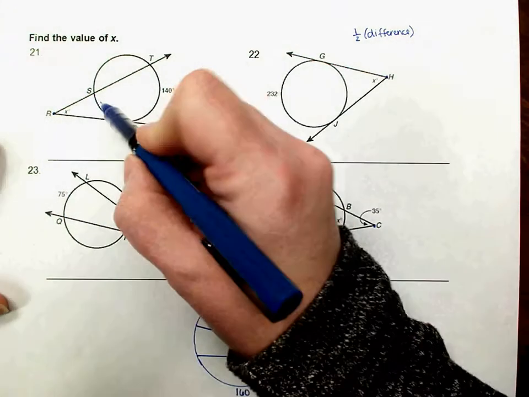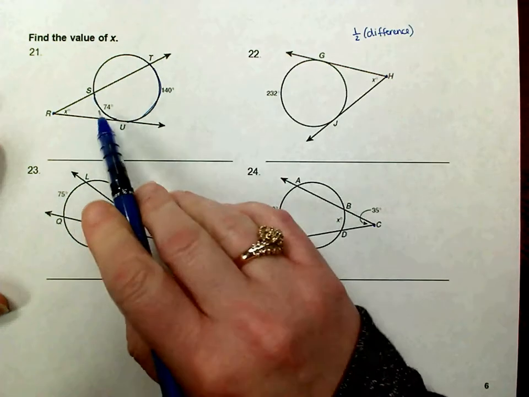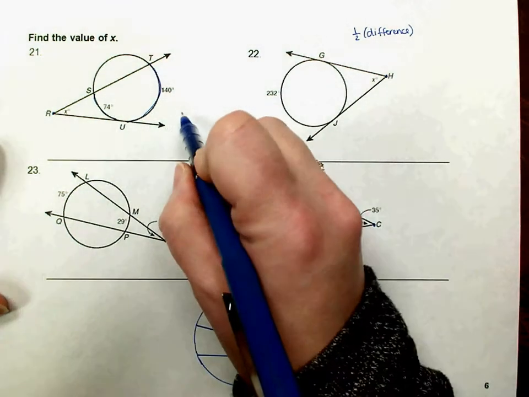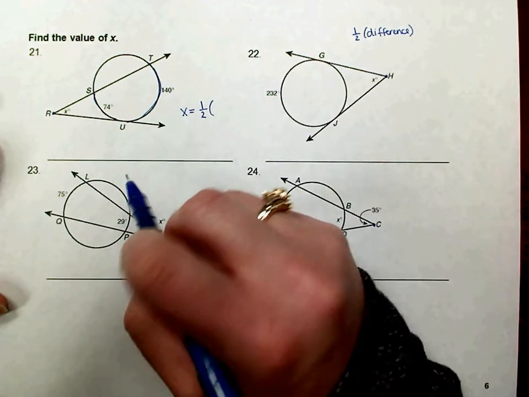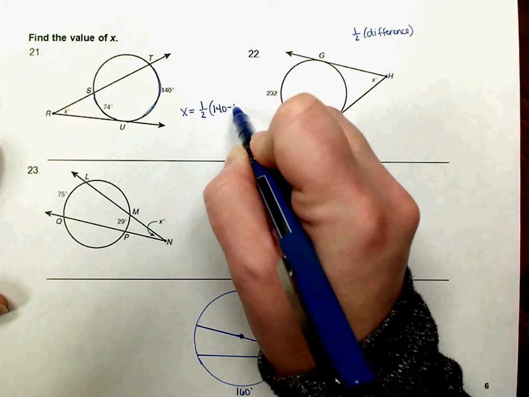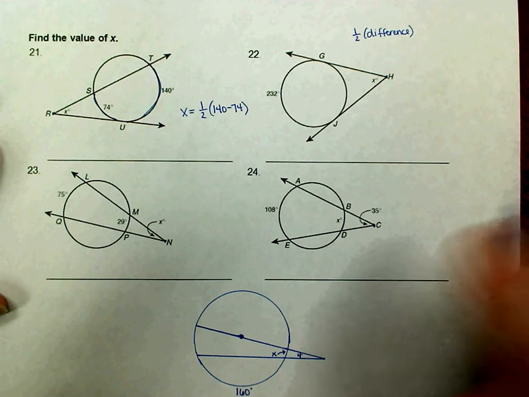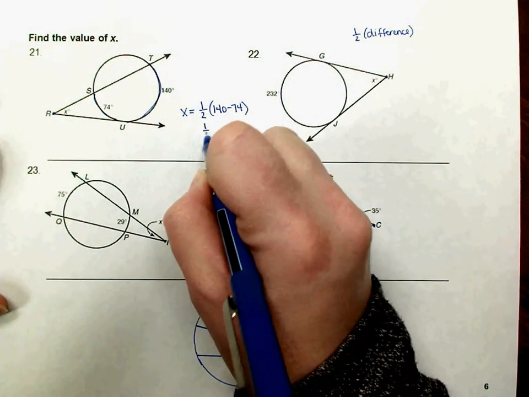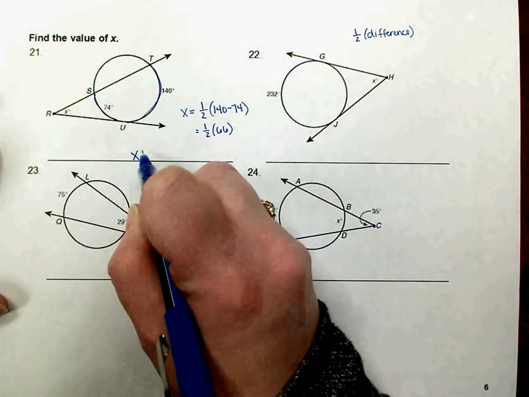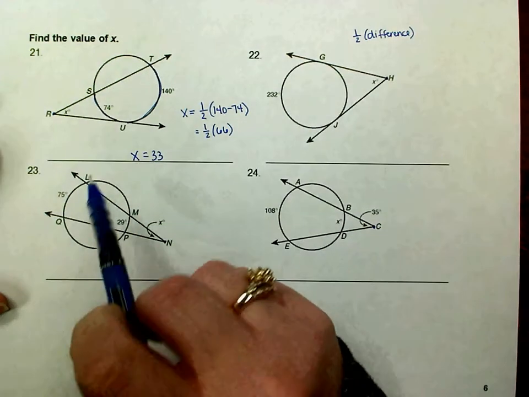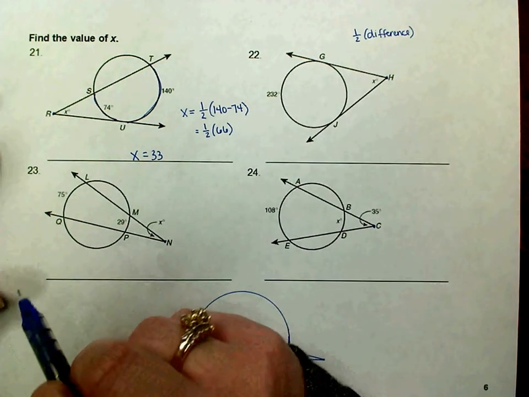So in number 21's case, when we're finding the angle, the two arcs that are formed by the sides of the angle are S to U and T to U. And we're given both of those arcs. So our x is simply going to be half of the difference of those two arcs. Always the larger number minus the smaller number. So we have 140 minus 74 giving us 66. So we want half of 66 for our value of x. So x is 33. You don't have to put the degree symbol there because you're just telling the value of x. If you put it on there, that's fine too.